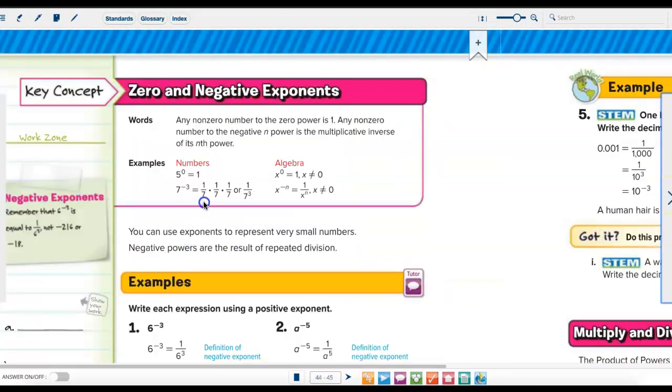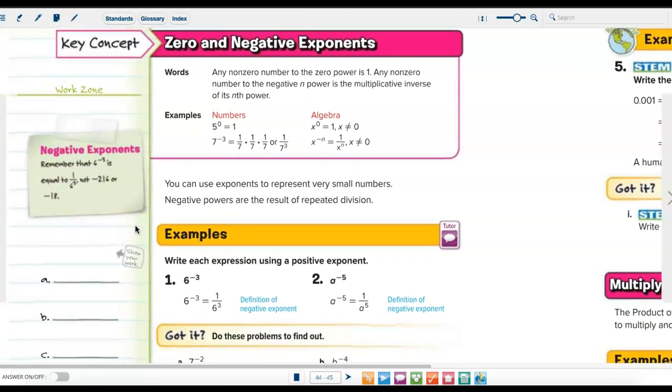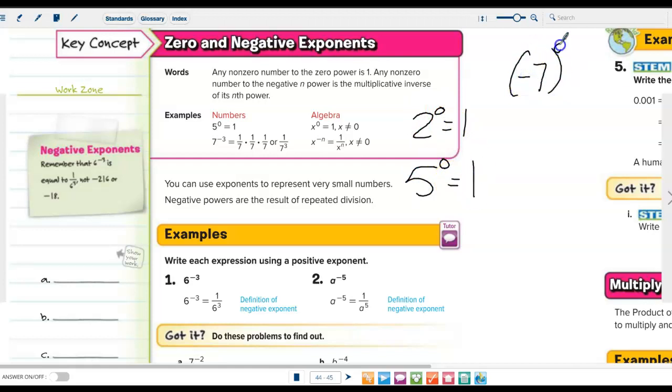Okay, and up here at the 0 and negative exponents, it talks about a non-zero number to the 0 power is 1. So no matter what that number is, whether it is 2 to the 0, that equals 1. Whether it is 5 to the 0, that equals 1. Whether it's negative 7 to the 0 power, that equals 1. It could be 2,675,302 raised to the 0 power, and that's still the same as 1.